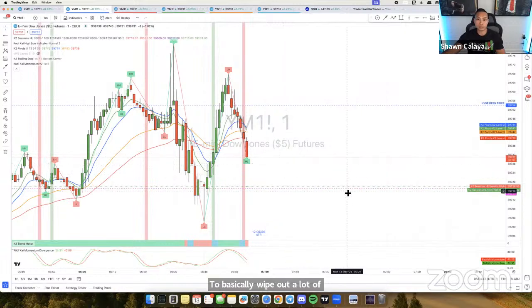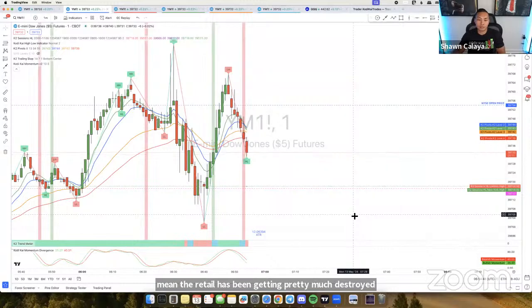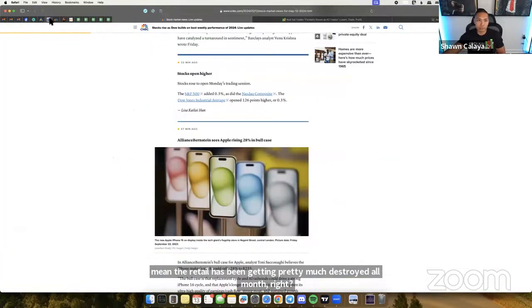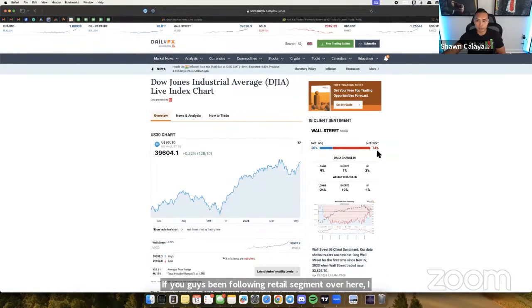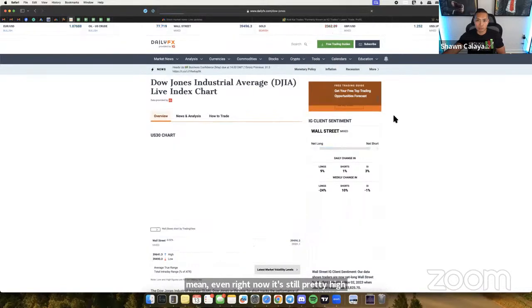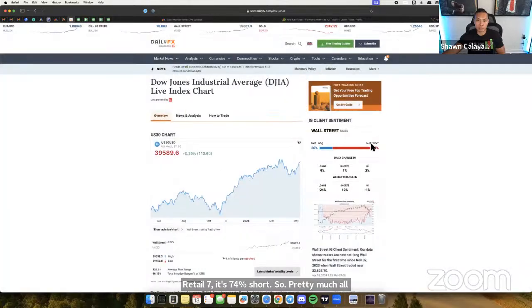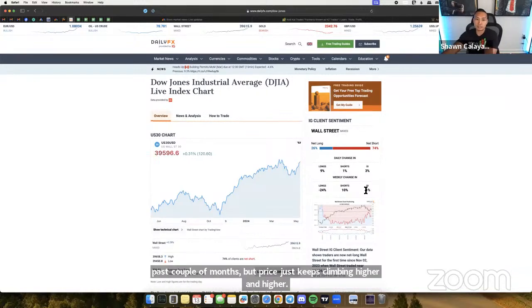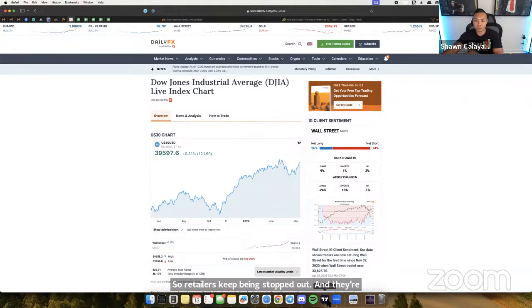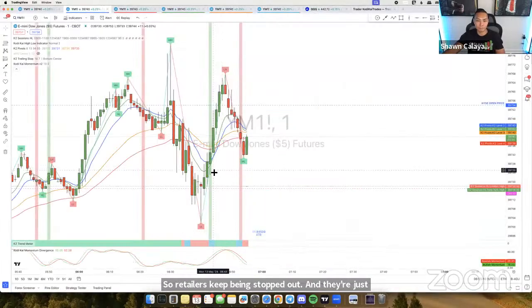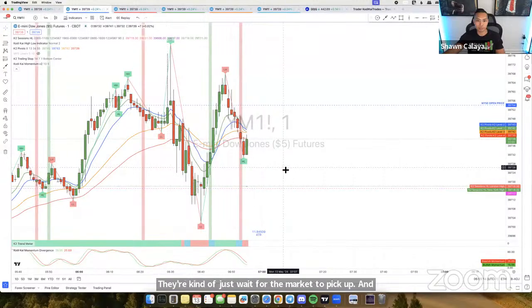I mean, the retail has been getting pretty much destroyed all month, right? If you guys have been following retail sentiment over here, even right now, it's still pretty high. Retail sentiment's at 74% short. So pretty much all last week, the week before that, this has been bearish for the past couple of months, but price just keeps climbing higher and higher. So retail traders keep getting stopped out and they're just not taking it anymore, right? Most of the retail traders are just not trading in the morning anymore. They're kind of just waiting for the market to pick up and then they go and look for opportunities there.